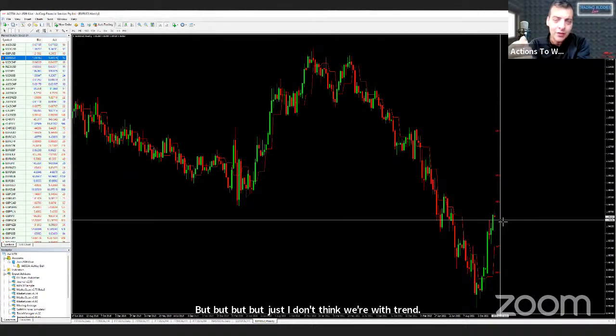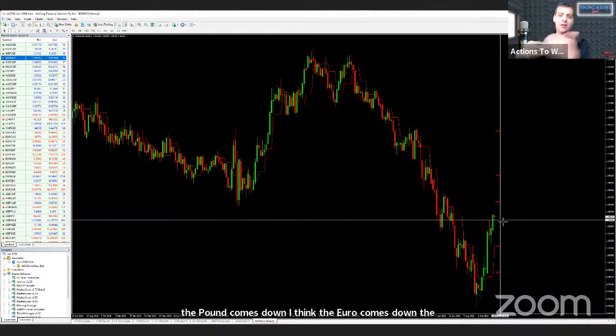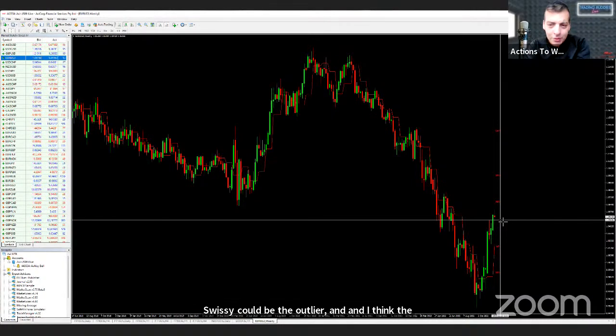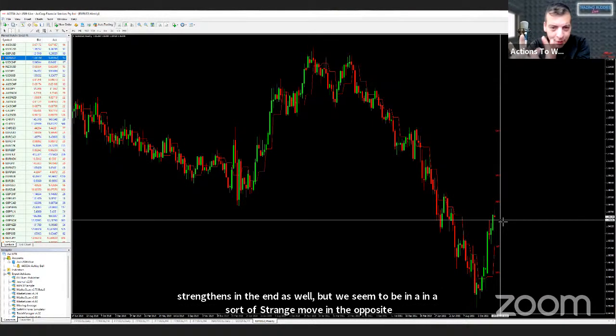I think the CAD strengthens. I think the Aussie could strengthen eventually. I think the pound comes down, and I think the euro comes down. The Swissy could be the outlier, and I think the dollar strengthens in the end as well. But we seem to be in a strange move in the opposite direction, as things equalize when it comes down to policy.